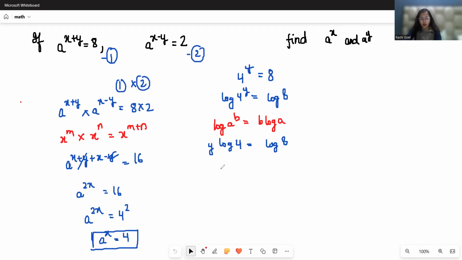So we can write it as y log 4, and use base 2. So 4 becomes 2 square, and 8 is equal to 2 cube. Now it becomes y times log 2 square is equal to log 2 cube.